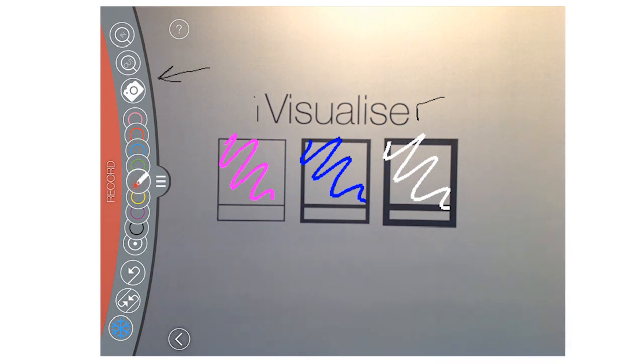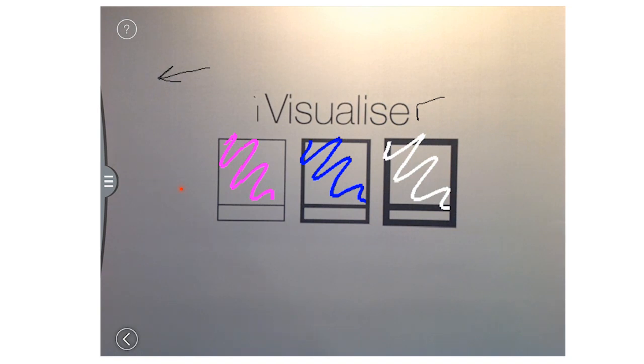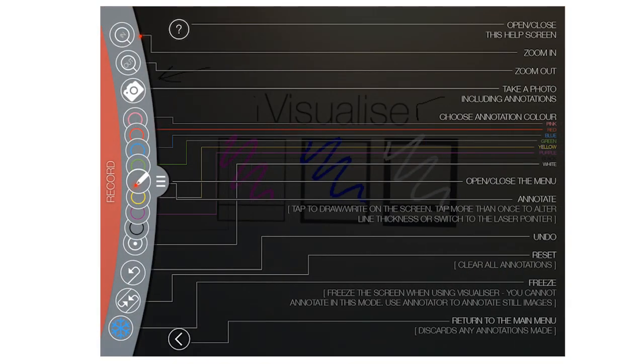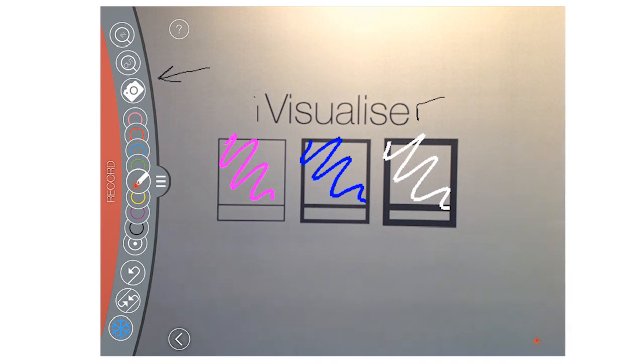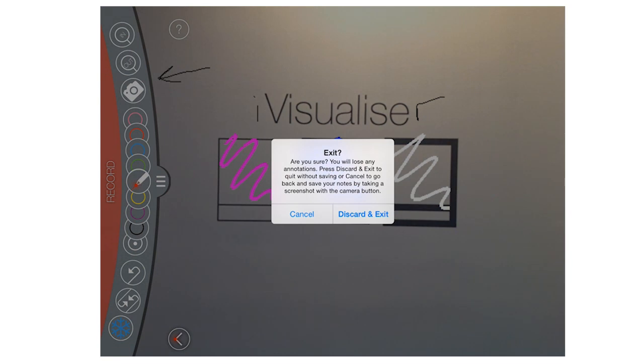If you want to give yourself a little more space on the screen, you can minimize the toolbar by pressing the toggle button here. If at any time you forget what any of these buttons do, you can easily refer to the quick reference guide by tapping the help button. Finally, to exit back to the main menu, just tap the back button. iVisualiser helpfully reminds you that doing this will delete all of your annotations from the current session, and this gives you an opportunity to go back and take a screenshot.